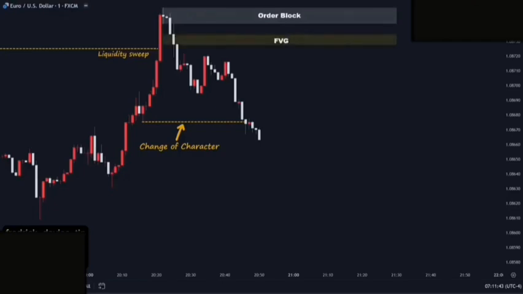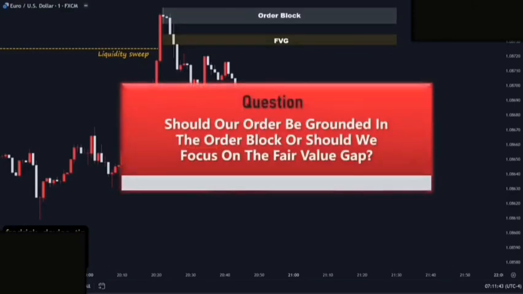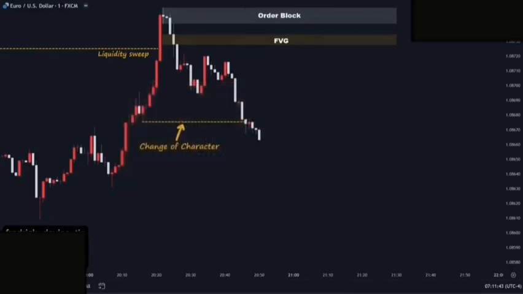Now, the crucial question arises. Which zone should we prioritize for positioning our sell limit order? Should our order be grounded in the order block, or should we focus on the fair value gaps? To answer this query, let me explain my entry approach in situations like these within the market. When faced with scenarios where order blocks and fair value gaps coincide, my preference is to position my entry point at the midpoint of the zone, including both the order block and fair value gaps.